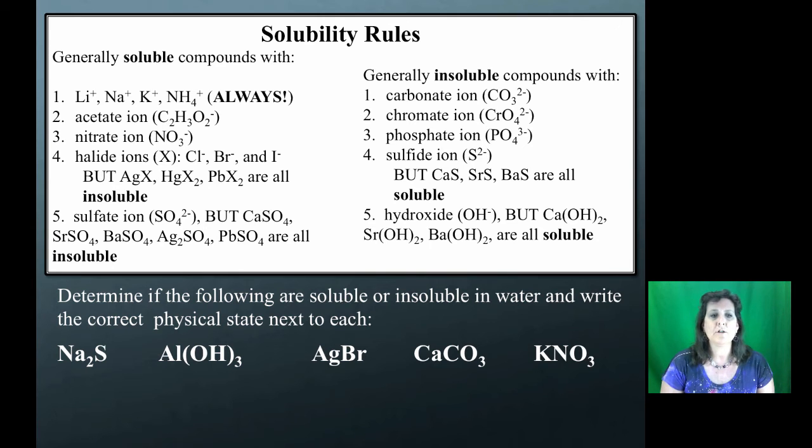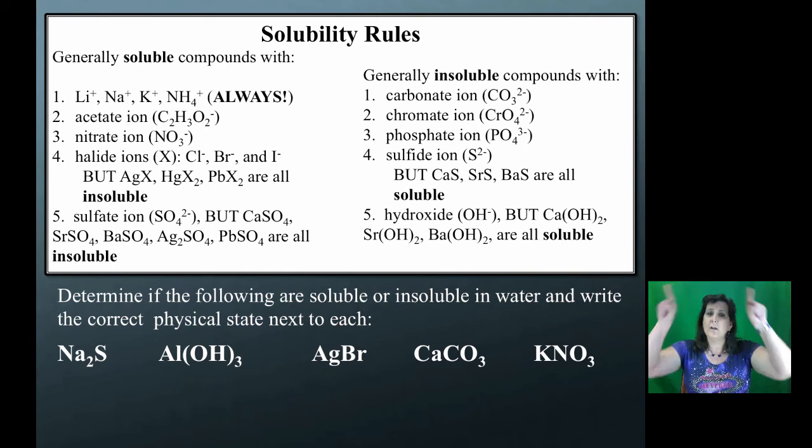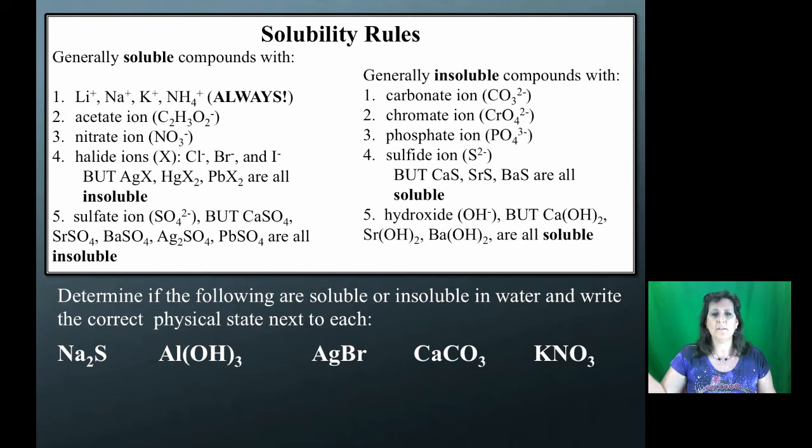All right, now I want you to determine if the following are soluble or insoluble in water and write the correct physical state next to each. Again, you get an aq if you're soluble, you get an s if you're insoluble. Go ahead and look at those 5 examples: Na2S, Al(OH)3, AgBr, CaCO3, KNO3, and pause the video now.